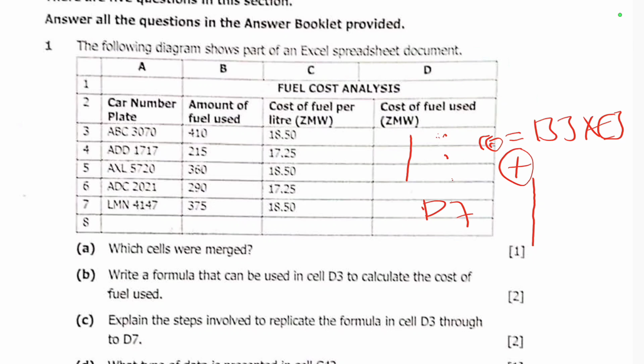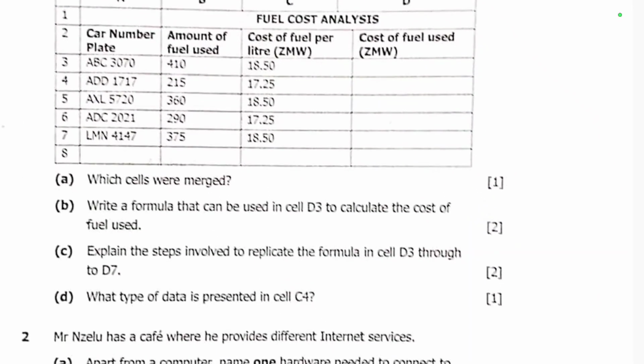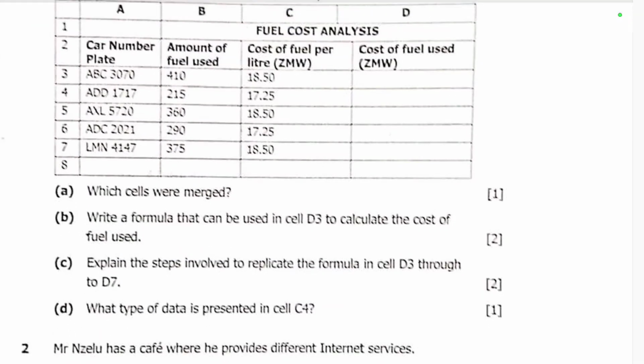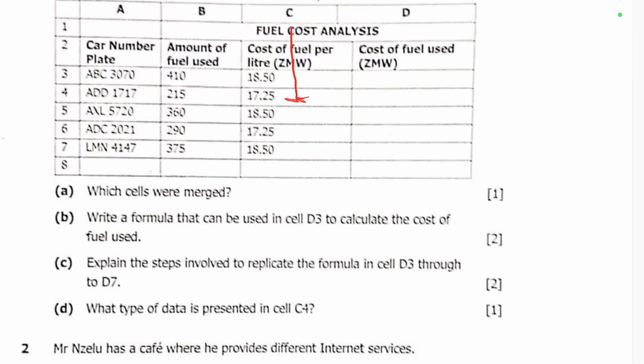What's the next question? Question D. What type of data is presented in cell C4? This is C, then C4 here. What type of data is presented? This is 17 kwacha 25 ngwee. So 17 kwacha 25 ngwee. What type of data is this one?